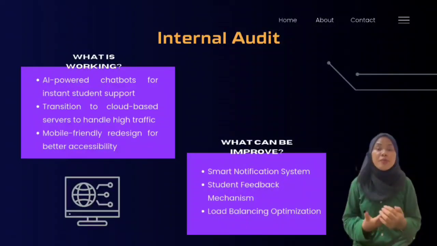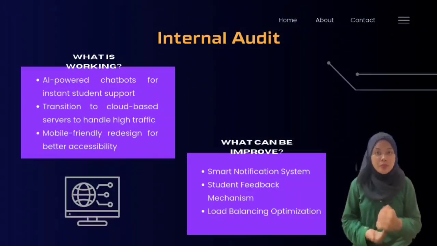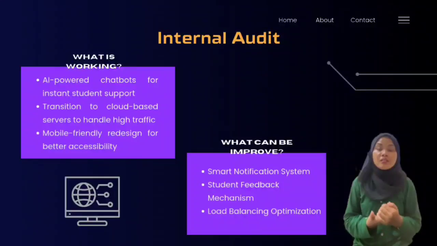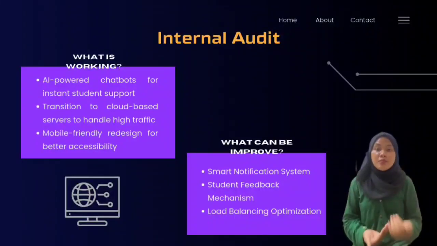Second, there should be a better student feedback mechanism. At the moment, it is difficult for students to give input on the registration process. By adding quick feedback tools like surveys or rating buttons after using the system, UiTM can understand user problems and improve the system based on real students' experience.